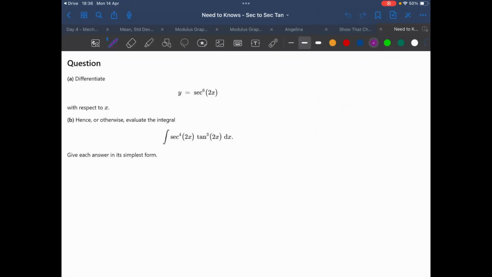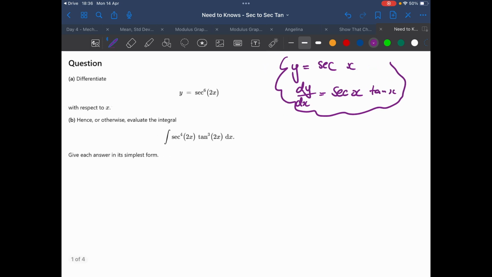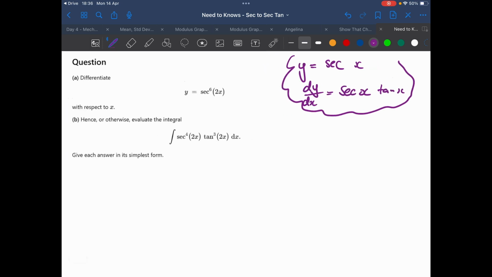Okay, so this video today plays on one of our need to knows, which is the following result. When we have sec of x and we differentiate it, it's very useful to know nice and quickly that this is the same as sec x tan x. In the video today, you're going to see an example of how useful that is.